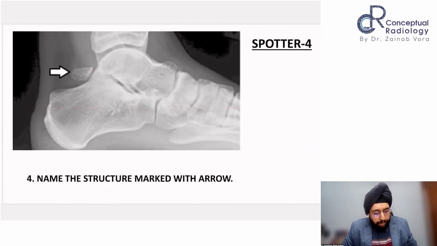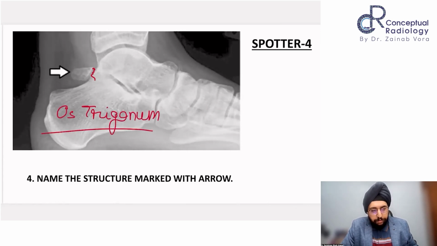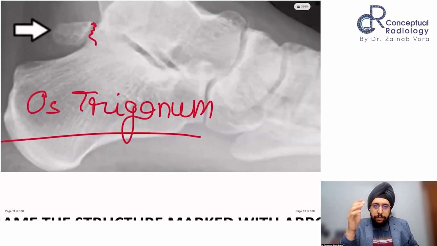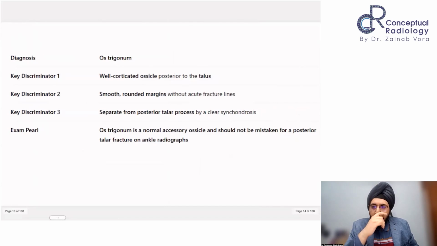Correct. So it's os trigonum because we do not see any communication or any bony association with the posterior aspect of the talus. If there would have been, it would have been called Stieda process. Since there is no communication, this is os trigonum. It is a well corticated ossicle posterior to the talus. Very important point which you need to remember: smooth round margins. If it would have been irregular margins, we would have thought it to be a fractured Stieda process. So smooth round margins in this case favor the os trigonum. It should not be mistaken for a posterior talar fracture on ankle radiographs. That's your pearl for today.